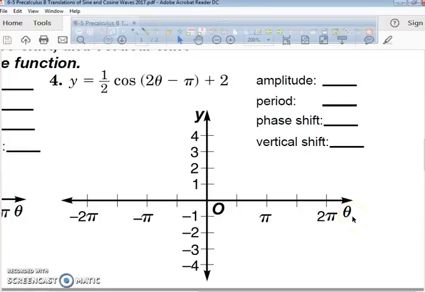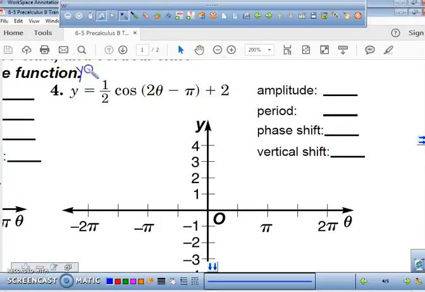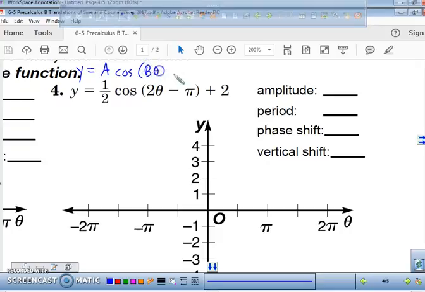Today, guys, what we're going to be doing is continuing with Chapter 6, Section 5, dealing with translations of sine and cosine functions. What I'd like you to do, right above number 4, is write y equals a cosine b theta minus c plus d. And this should help us identify what is our value for a, what is our value for b, what is our value for c, what is our value for d.